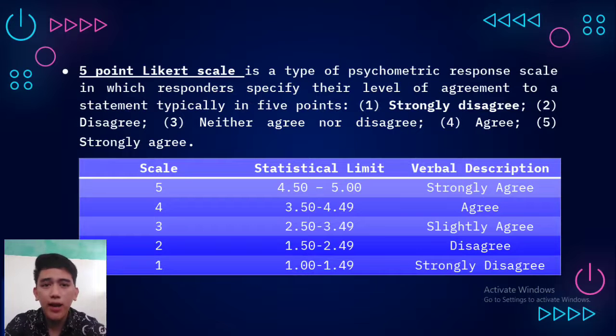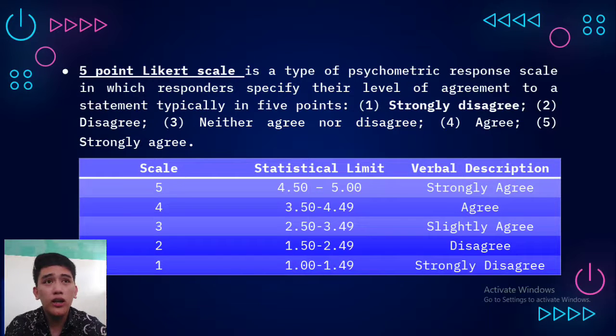Next is the 5-point Likert scale. 5-point Likert scale is a type of psychometric response scale in which respondents specify their level of agreement to a statement, typically in 5 points, where 1 is strongly disagree, 2 is disagree, 3 neither agree nor disagree, 4 agree, 5 strongly agree. Okay, ito ang 5-point Likert scale na kalimitang ginagamit natin sa research, lalo na kapag gumagawa na tayo ng ating mga questionnaires.